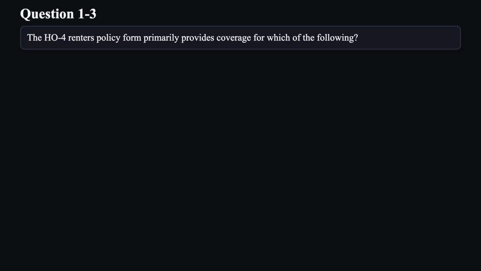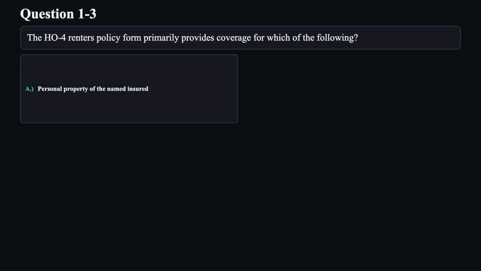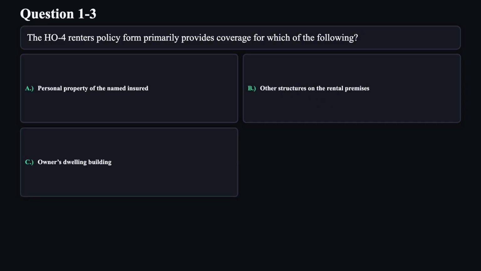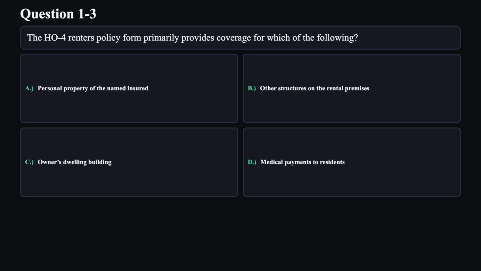Question 3. The HO4 renter's policy form primarily provides coverage for which of the following? A. Personal property of the named insured. B. Other structures on the rental premises. C. Owner's dwelling building. D. Medical payments to residents.